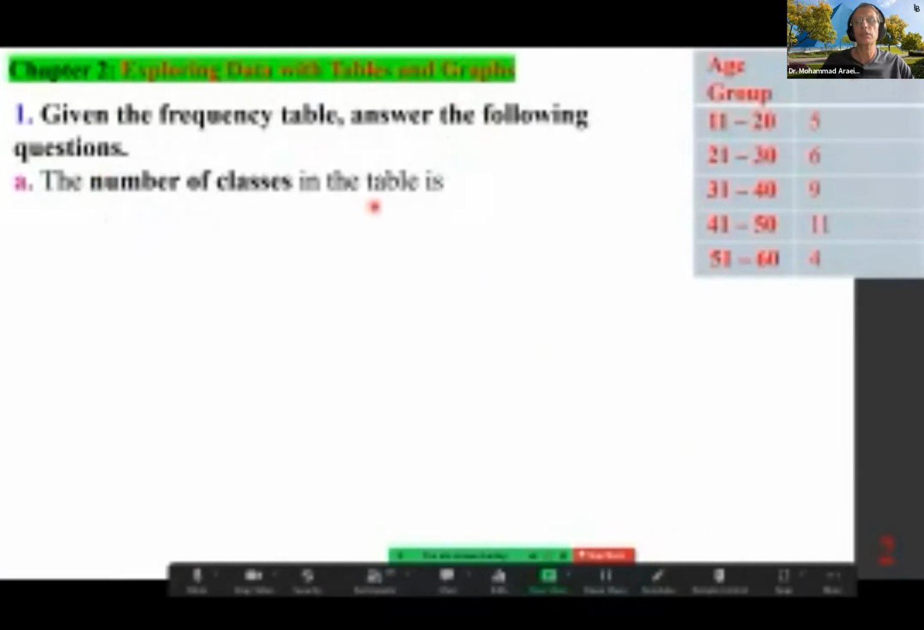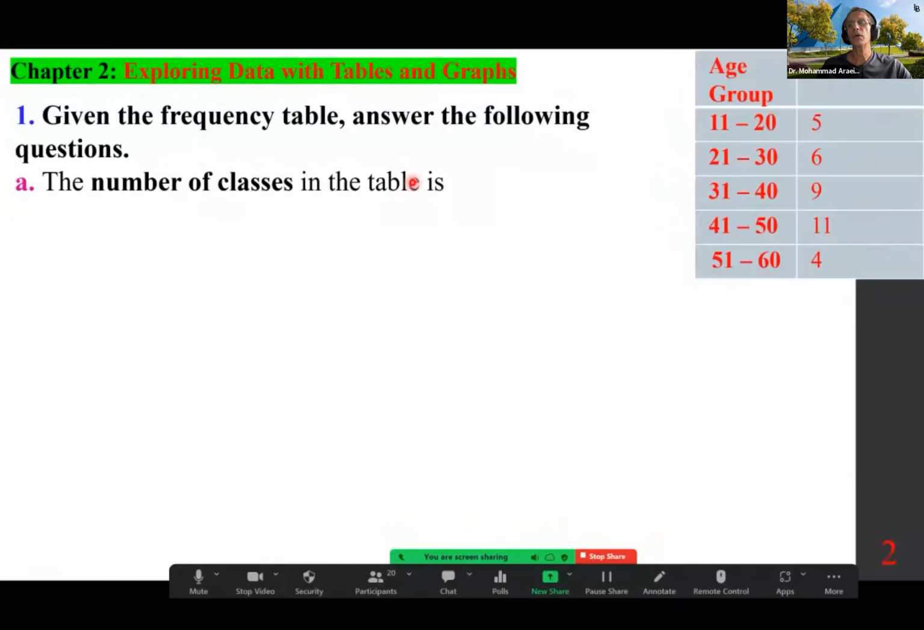First, notice we have the age group. That's one column, from 11 to 20. You see the frequency in front of it, 5. That means the number of people in the age group of 11 to 20 is 5. We don't know how old they are. We just know the range, okay? The next group, 21 to 30 is 6, 31 to 40 is 9, 41 to 50 is 11, 51 to 60 is 4. And this is called a frequency distribution table, or just the frequency table, or FDT.